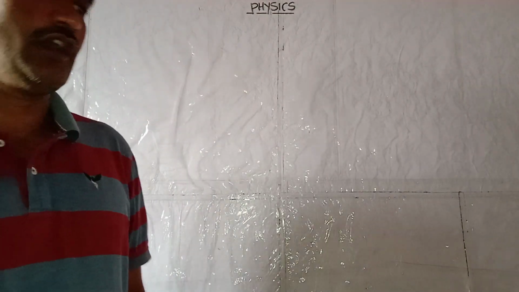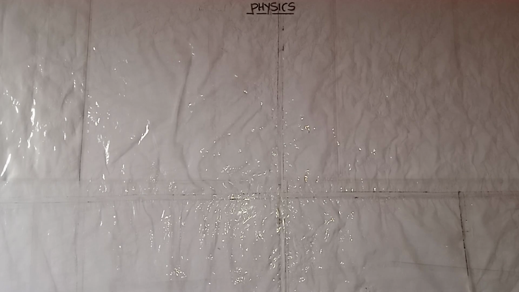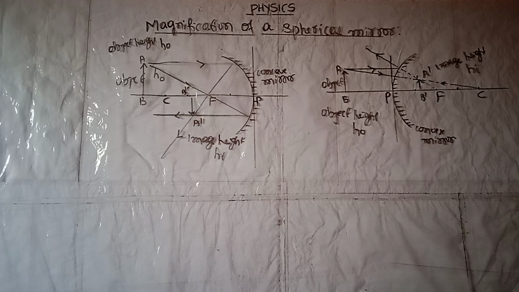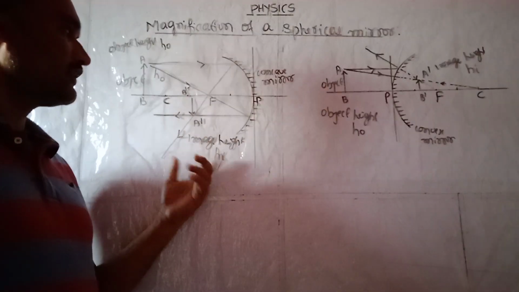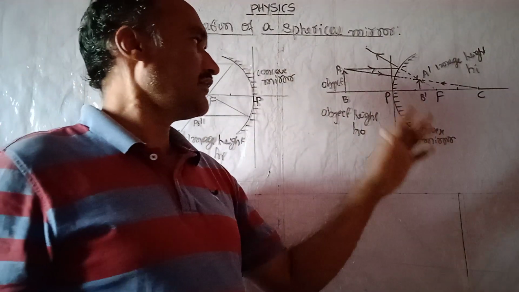Today in this class, we'll study magnification, whether for a convex mirror or a concave mirror. We'll study how magnification can be found. Dear student, clearly observe these two figures. This is image formation in a concave mirror, and this is image formation in a convex mirror.